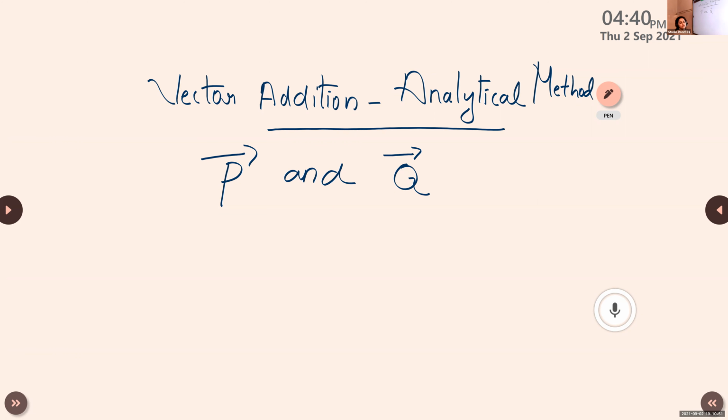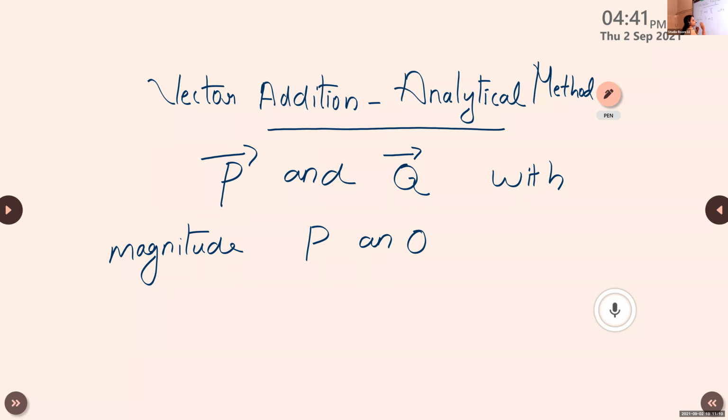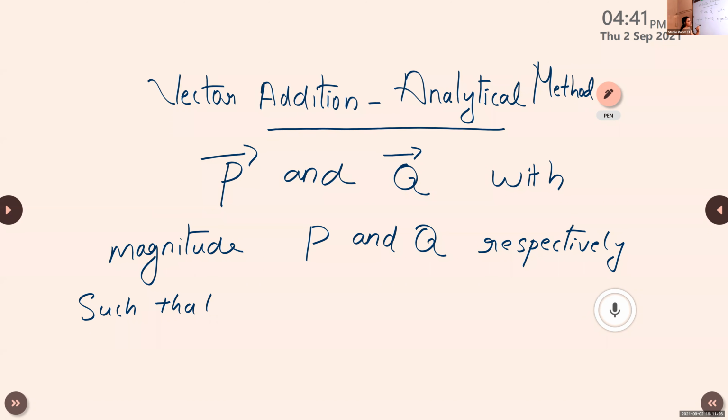Consider two vectors, vector P and vector Q, with magnitudes P and Q respectively, such that they are inclined at an angle theta.